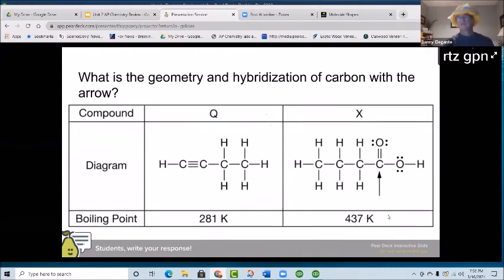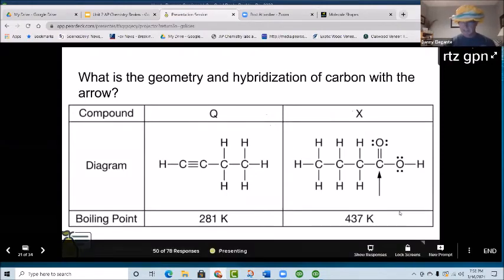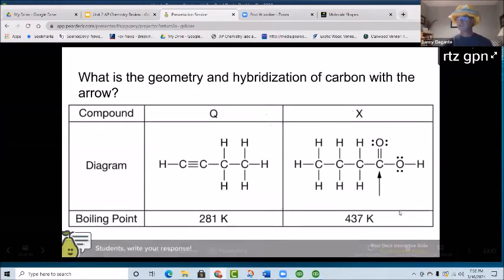Right? Keep in mind just a little bit about pi and sigma bonds. Sigma bonds are the first bonds to form. So a single bond is a sigma bond.